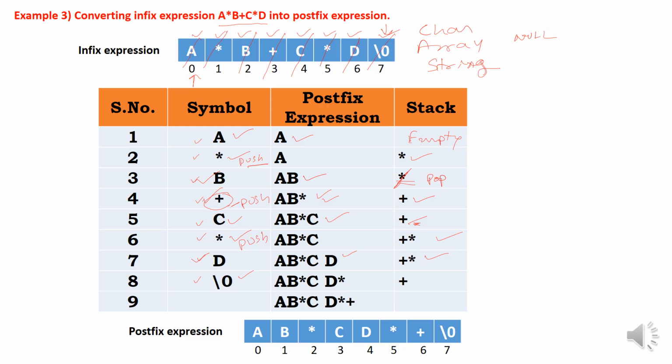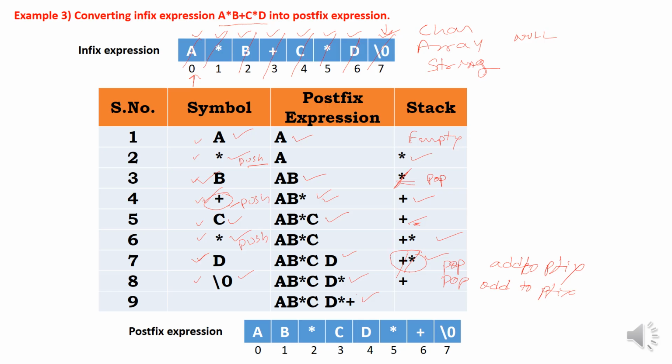There are no more characters. Now just pop all the characters from the stack. There are two characters. Pop, add to postfix expression. Again pop, add to postfix expression. So two times we popped. First time asterisk is popped and added to postfix expression. Next, one more character is popped, that is plus. Plus is also added to postfix expression. So all the characters are added to postfix expression.